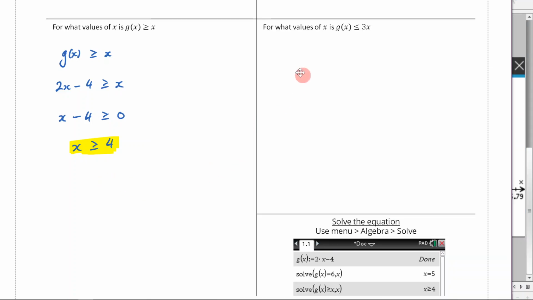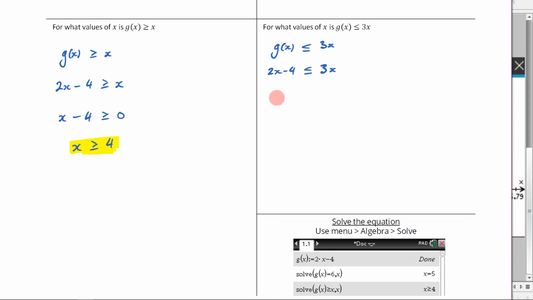All right, let's move on to our next one. For what values of x is g of x less than or equal to 3x? So again, we use our same technique here. We begin by saying, all right, we've got g of x is greater than or equal to 3x. I know that g of x is 2x minus 4 is greater than or equal to 3x. This time, what will I do here? I think I'll minus 3x over, but then I get a negative. It doesn't matter. This might just get a bit messy. Minus 4 is greater than or equal to 0. Then I'm going to have to plus 4 over.